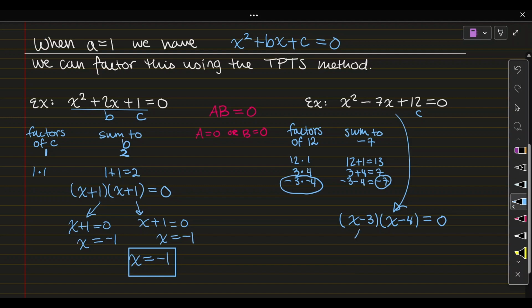Then I separately set these equal to 0. So I have x minus 3 equals 0, and x minus 4 equals 0. Adding 3 to both sides, I get that x is equal to 3. Adding 4 to both sides here, I get that x is equal to 4. So my two solutions to this quadratic equation are x equals 3 and x equals 4. Both of those satisfy this equation.